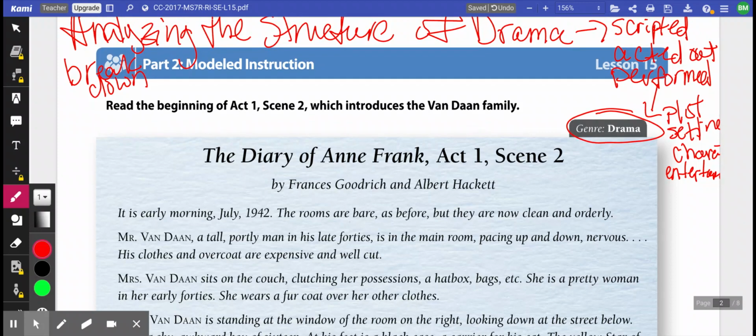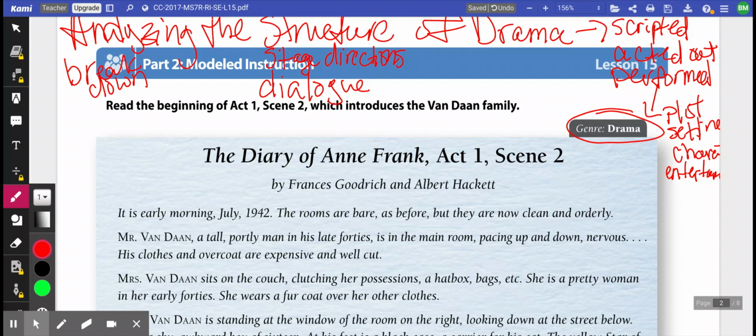I am talking about the stage directions, because that's going to give us information about our setting and how our characters are supposed to act and behave. I'm talking about the dialogue between the characters. And remember, dialogue means two or more. So we're talking about conversation between two or more characters that moves the plot forward.